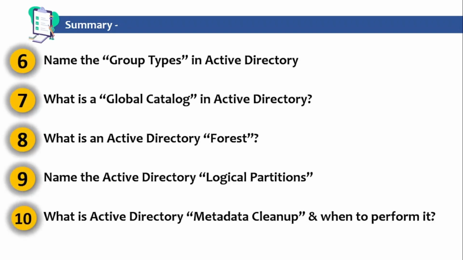So let's run down the summary. We have covered 5 questions again: types of groups, global catalog, what is a forest, Active Directory replication partitions, and Active Directory metadata cleanup.